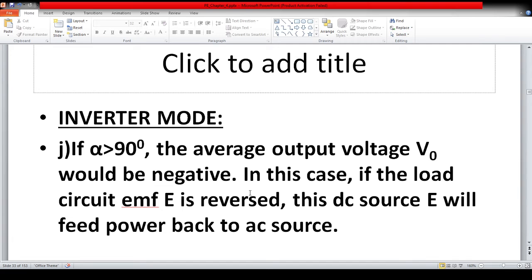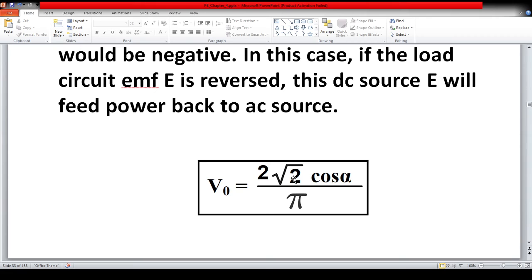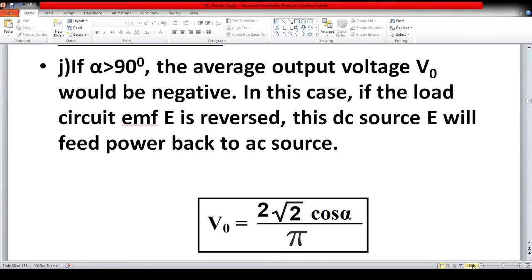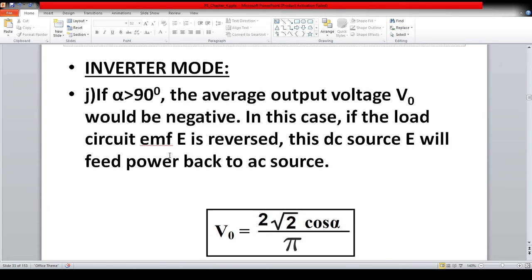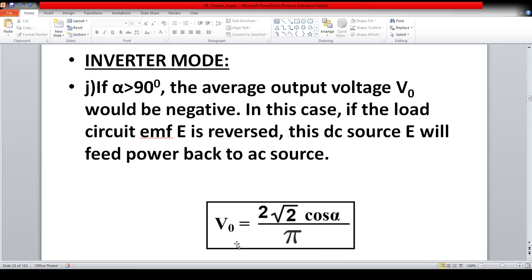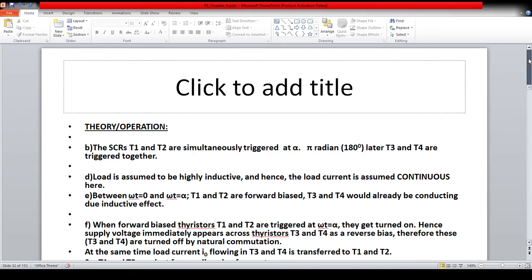The average voltage is given by this formula. You don't have the derivation, it needs integration, etc. If possible, you remember, otherwise, no need. You just understand that when alpha is lesser than 90, this will be positive. Average output voltage will be positive. When alpha is greater than 90 degrees, the average output voltage will be negative. It is simple to understand.